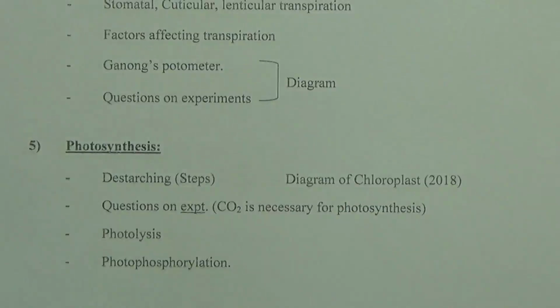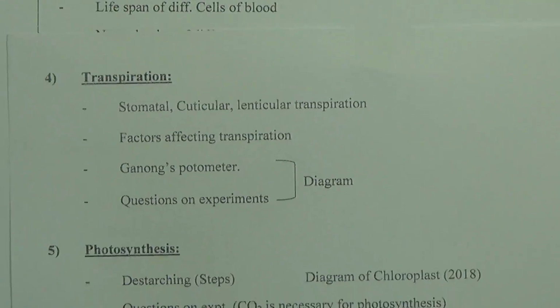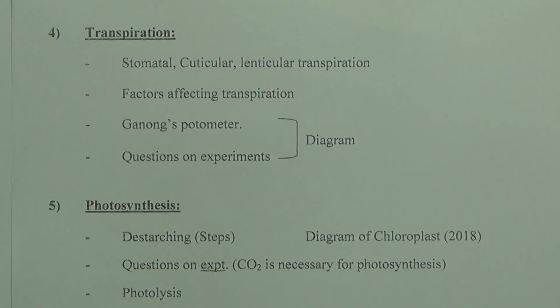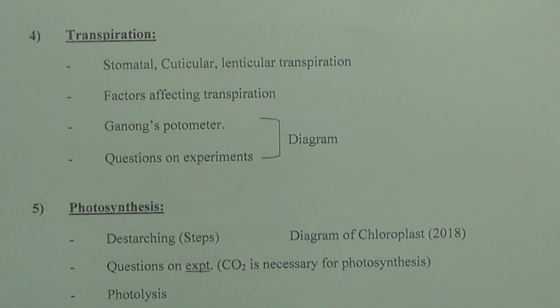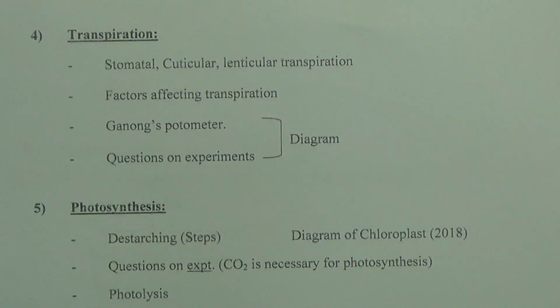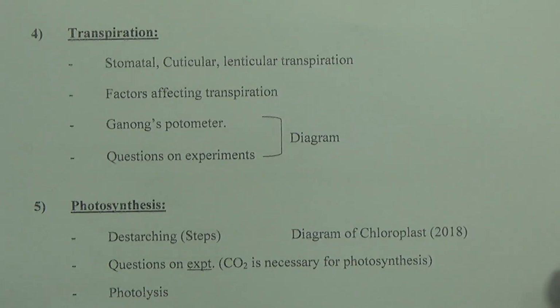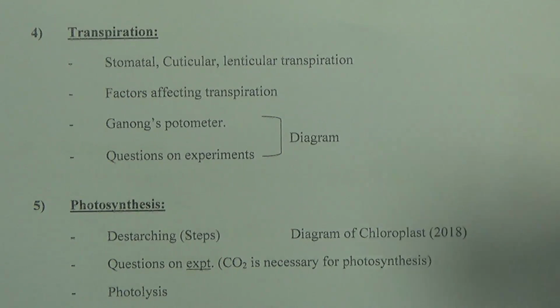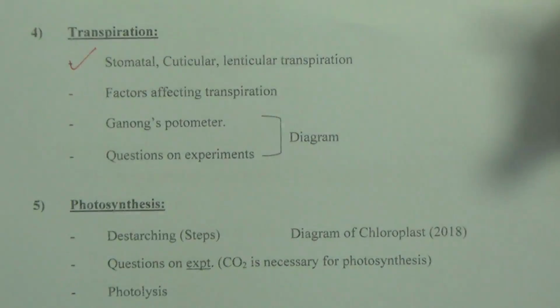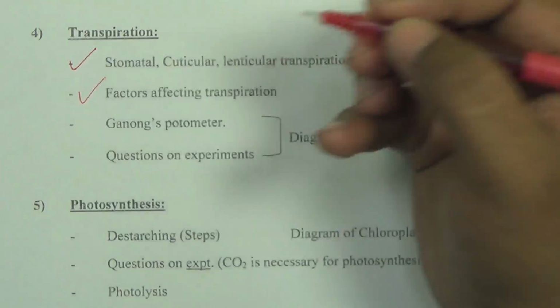physiology. Next, which is important, which is there in your syllabus, is transpiration, which is your second chapter of plant physiology. Now, basically, let me tell you, all the 3-4 chapters of plant physiology are diagram based, right? So many experiments are there, you might expect a few diagrams from here and questions on the diagram. So in transpiration, you might have a question on stomatal, cuticular, lenticular transpiration, then factors affecting transpiration.